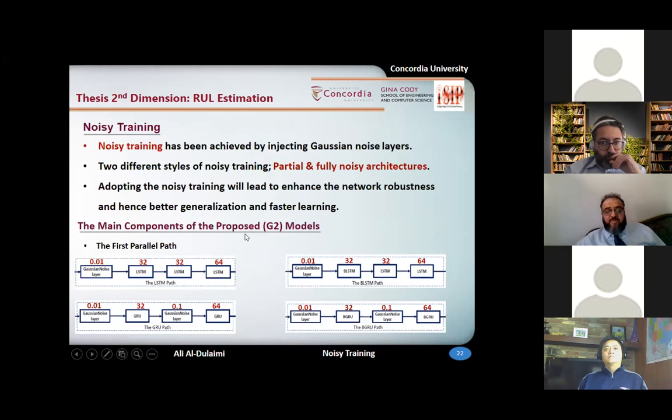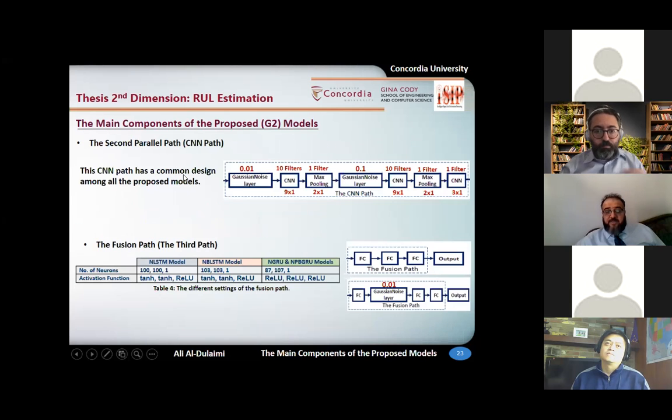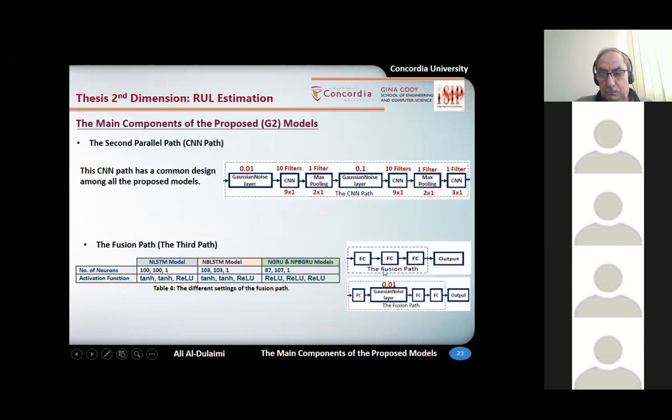The main components of the proposed models, we can see, have exactly the same settings as in the previous group, except that we added the Gaussian noise as we previously mentioned. We used different levels of Gaussian noise here, and the same settings as before, except for the two injected noise layers. And for the fusion path, the fusion center, we have two styles, without noise and with noise, with three different settings.